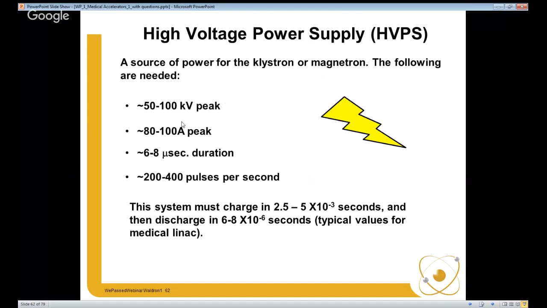What do we need? We need 50 to 100 kilovolts peak, very high current, short duration, and a particular pulse rate. The system has to charge in a few milliseconds because of the pulse rate, and then it has to discharge in a few microseconds.